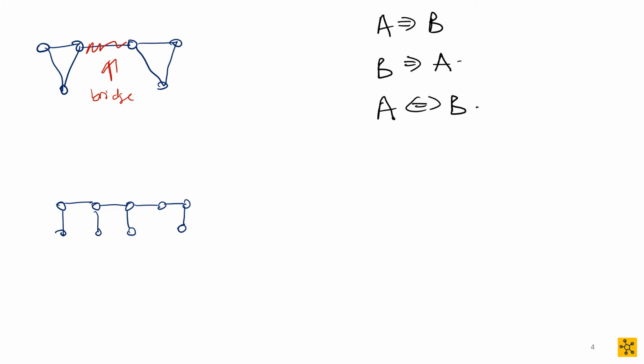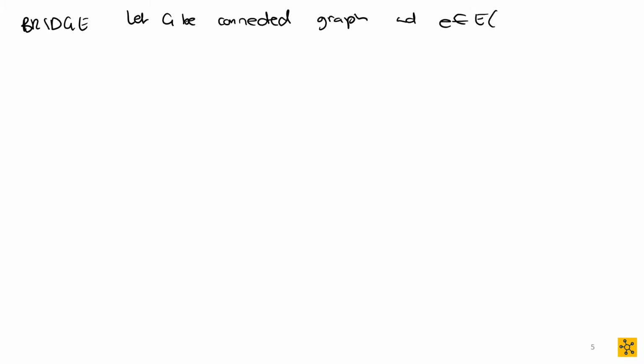Right. So let's go ahead and write that theorem statement. The first thing, again, let's just write the definition of a bridge. So remember the bridge. Let G be a connected graph, sorry, not path. And E is an element of the edge set. E is a bridge if G minus E is disconnected. Okay, so it disconnects the graph.